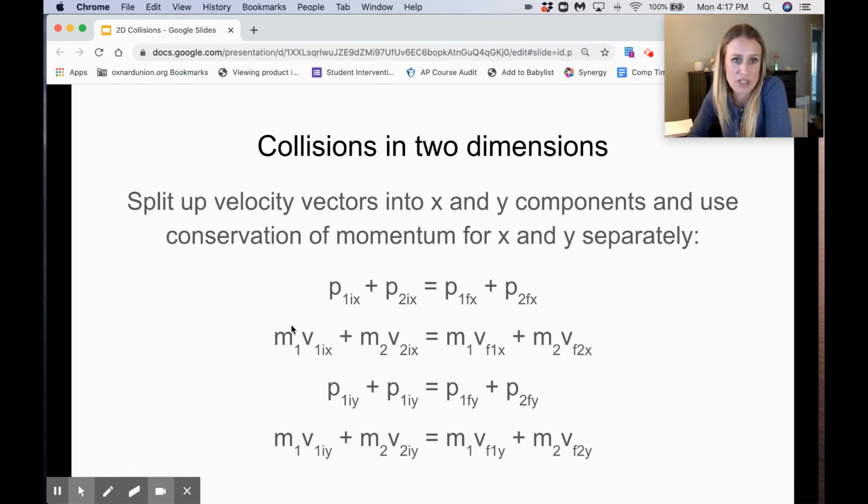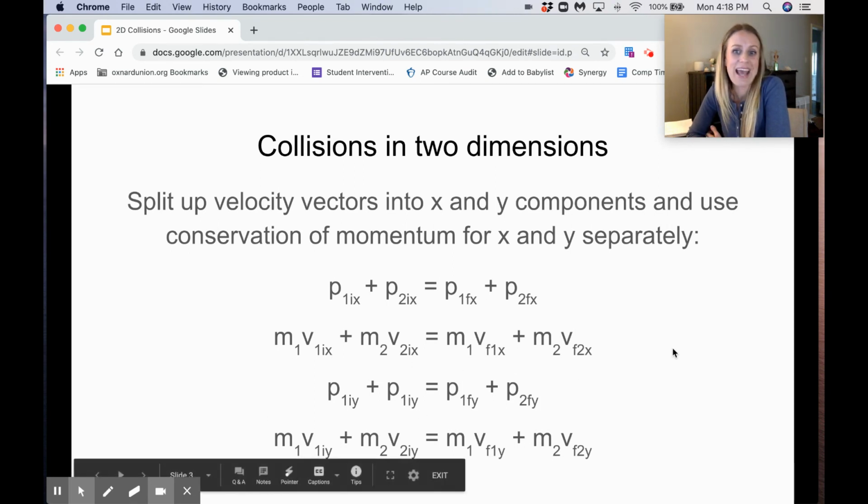And then of course we just plug in mass times velocity for each of these momentums. Notice how the velocity vector is the one with all of those crazy subscripts. We have velocity 1 initial X direction because mass is not a vector, right? That doesn't have X and Y components. It's just a scalar quantity. So because of that it's velocity that we're splitting up into X and Y components. So here's our X direction, here's our Y direction, and it's as simple as that.